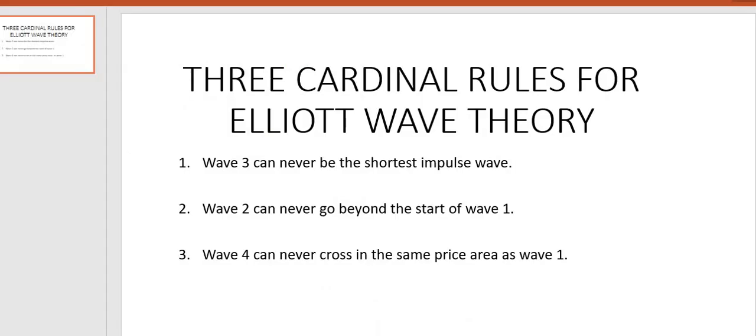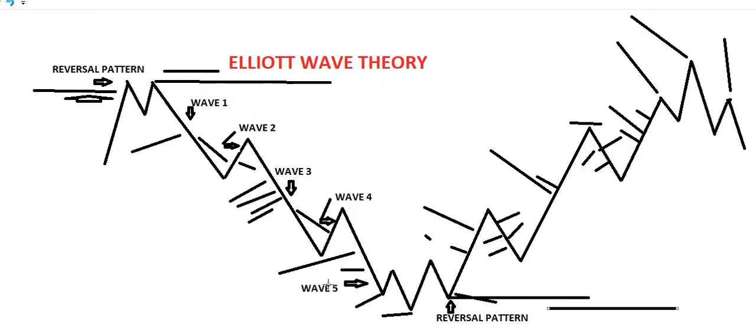Now let's move toward the final rule of this theory, which is that wave 4 can never cross into the same price area as wave 1. Let's see how this works. Wave 4, which is this correction move, can never cross into the same price area as wave 1. The price area of wave 1 extends to this point, and wave 4 can never come to this point. Let me stretch it.